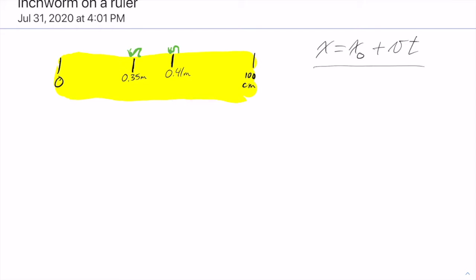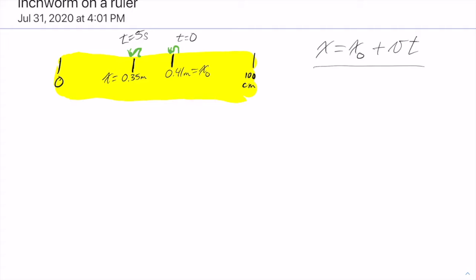So the first thing that we want to do is label our points. The starting point is going to be x naught, and then our ending point is x. So that's where we are at time t. I always like to put t equals, so we were told that it was 5 seconds later. And t equals 0 at that starting point.